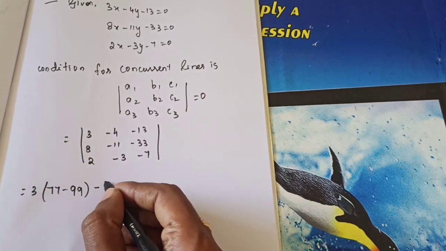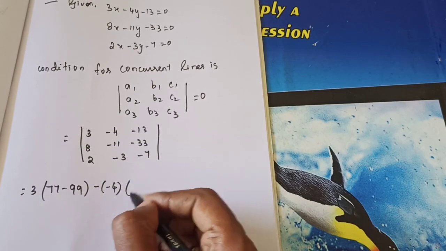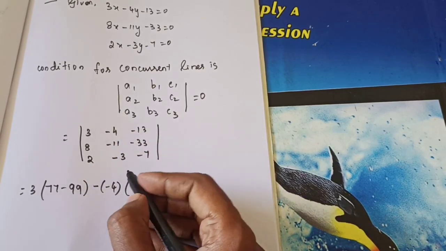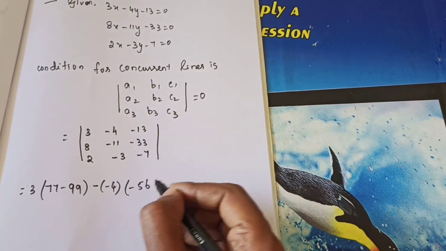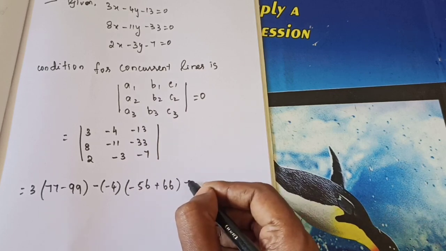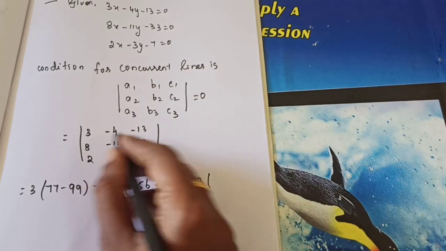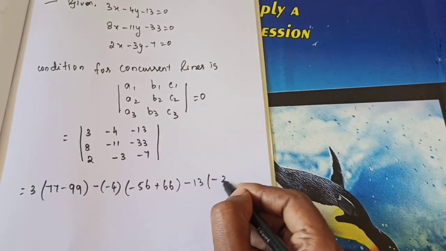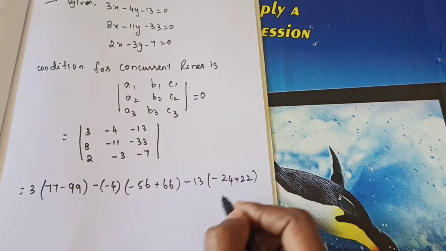So next 2 means minus of minus 4 you will get. This and this will go. So 8 into minus 7 you will get as minus 56. 33 into 2 means 66, correct? Then next one is plus, that is minus 13. So this row and this will go. So minus 24 plus 22, correct?